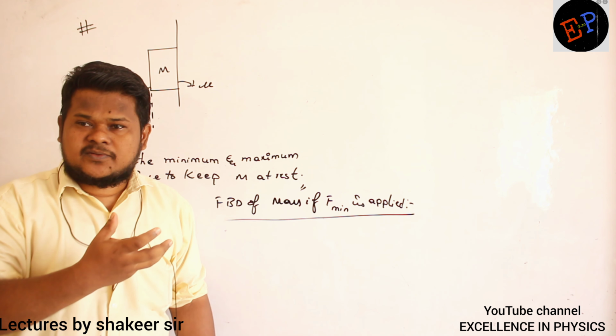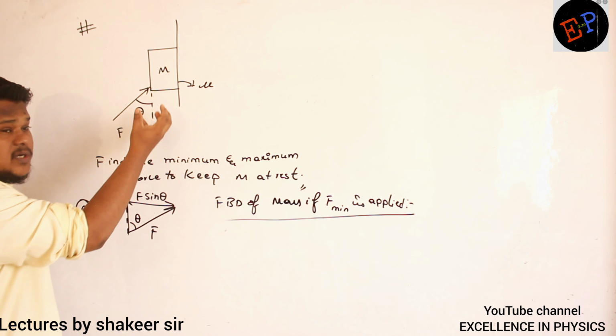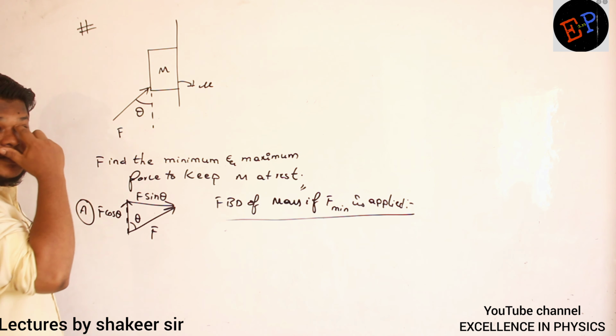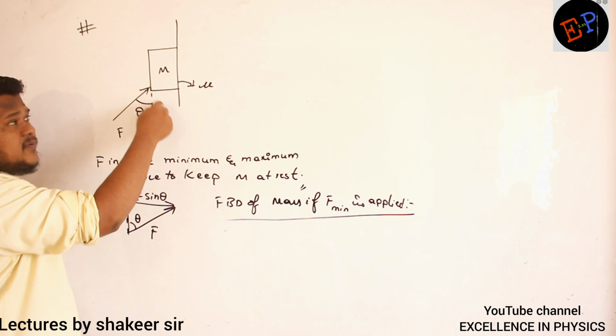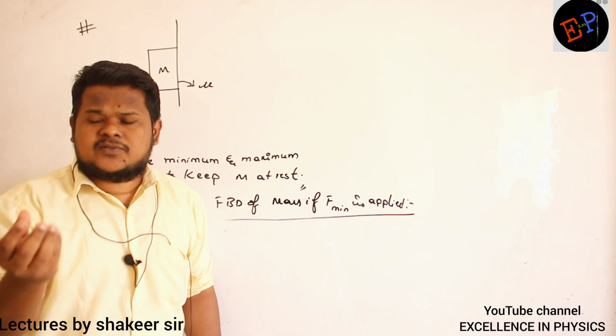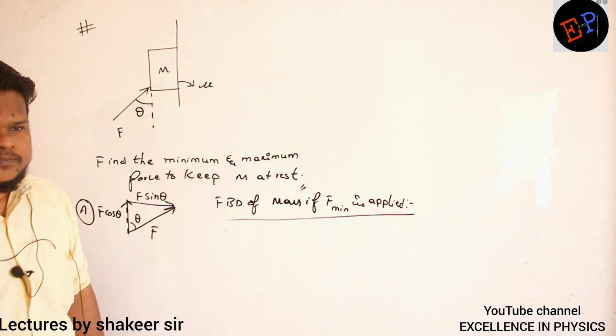So here, friction is also supporting the body. Are you able to understand? So the body is trying to come downwards, but friction is opposing the motion of the body, and definitely the weight of the body will be greater than friction. So that extra force I am supplying so that the body doesn't fall down. Are you able to understand?